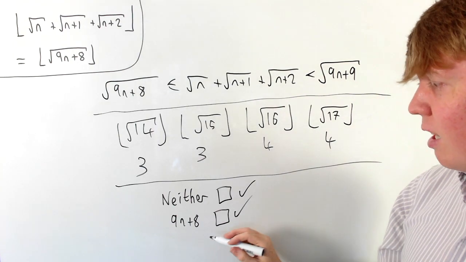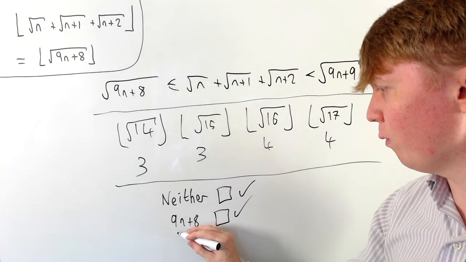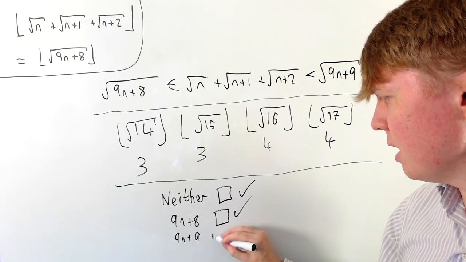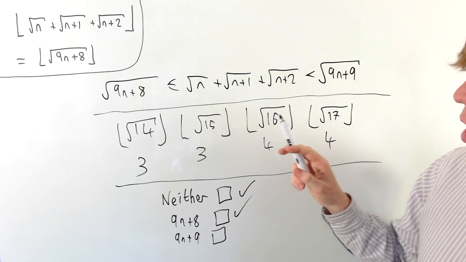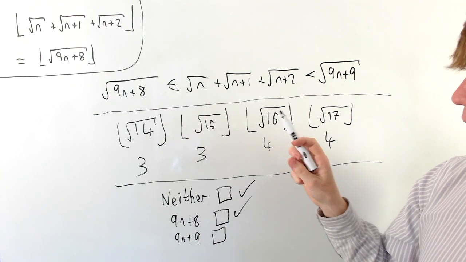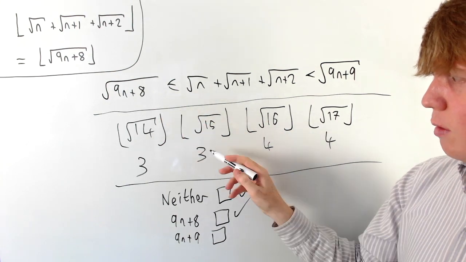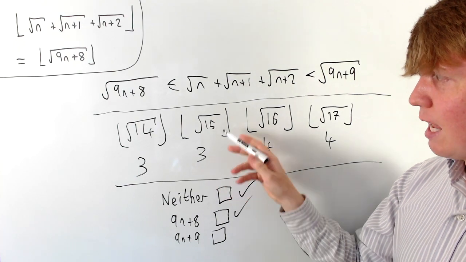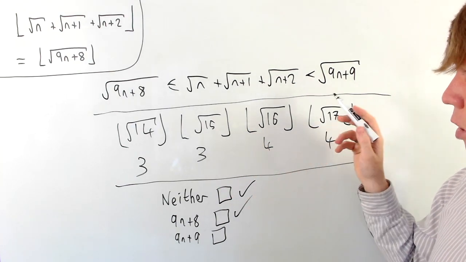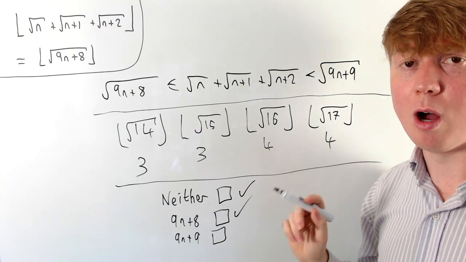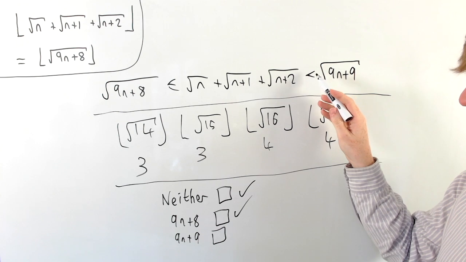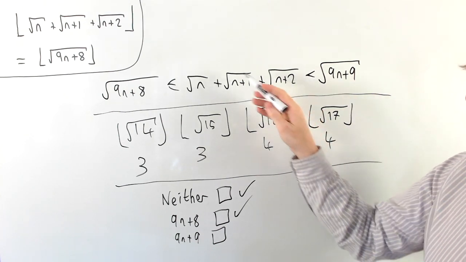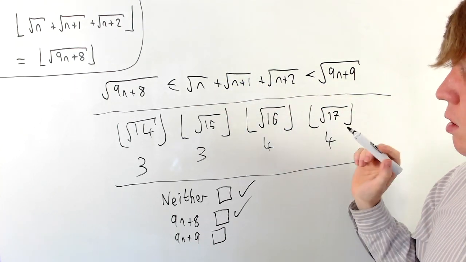So this works when 9n plus 8 is a square. And finally, what if 9n plus 9 was a square? So we need to think a little bit more carefully here, because if 9n plus 8 is one less than a square number, we take the floor function of that, we would get, for example, 3 here if we had 15, and then the floor function of the next integer would go up by 1, which looks like a problem, but if we show a strict inequality here, then we're not actually working with this sum of square roots being equal to that square number.